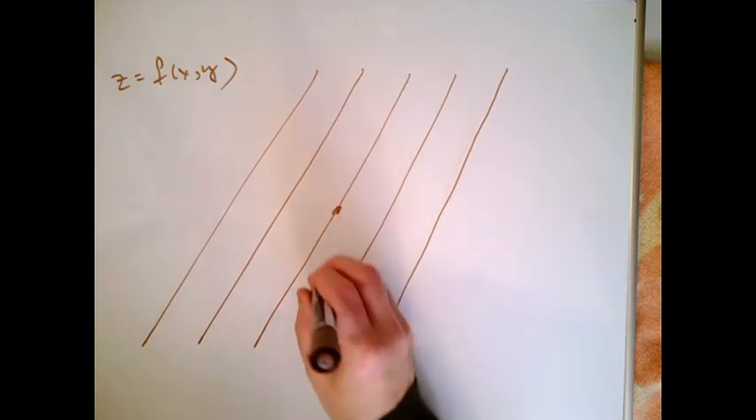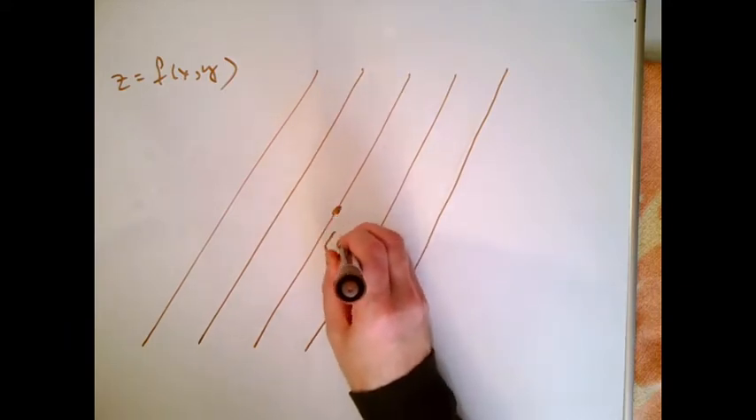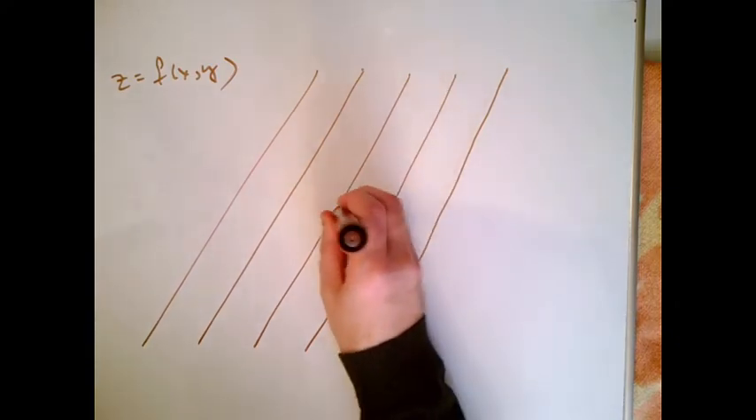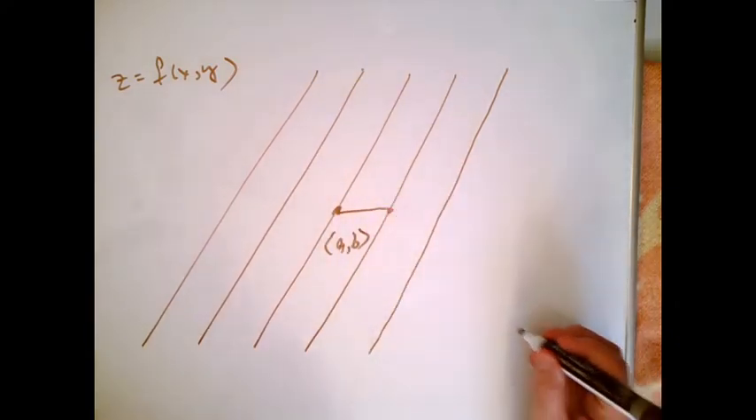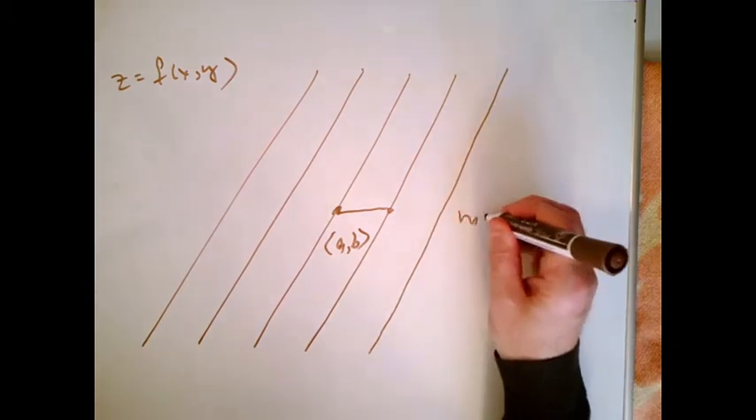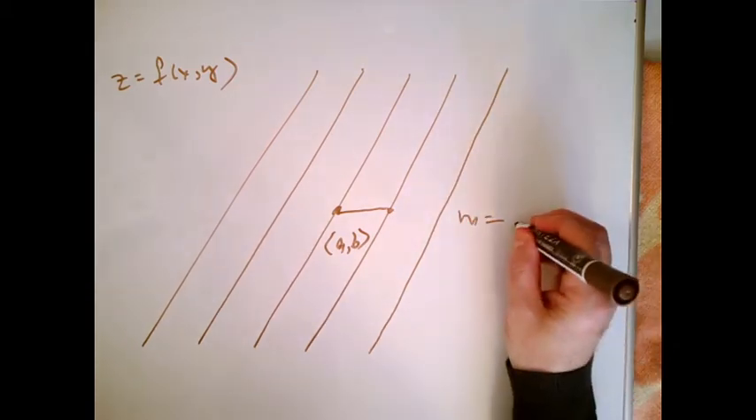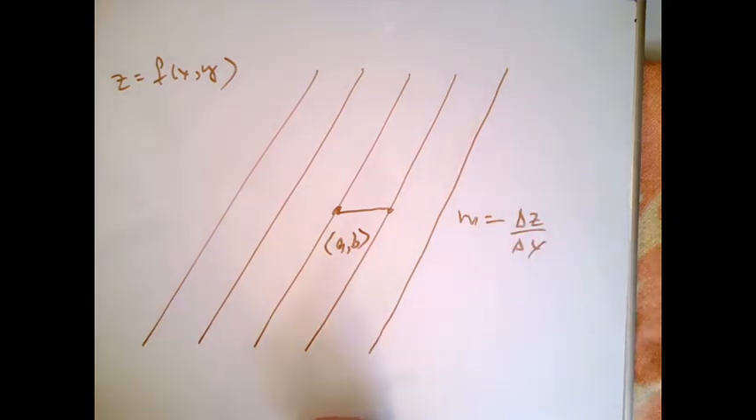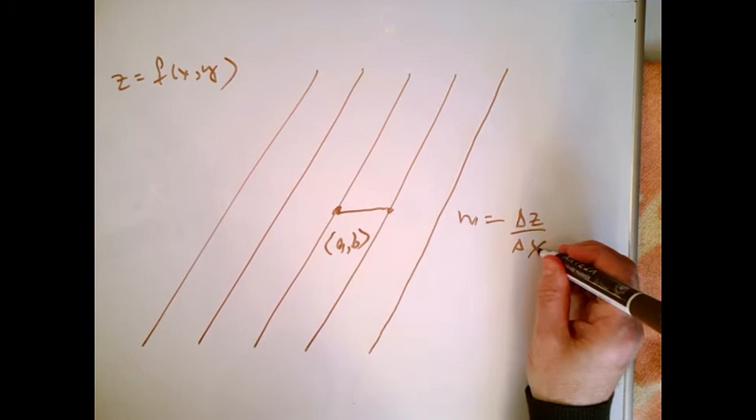Now, if we're at a point whose x-coordinate is A, and whose y-coordinate is B, we can estimate the slope of the line we see. The slope of the line we see, we've been calling m, but the way we estimate it has just been with delta z over delta x. And the smaller the delta x gets, the better.